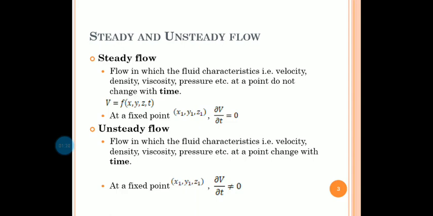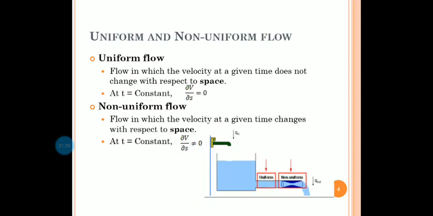But in unsteady flow, fluid characteristics at a point change with time. So the change in velocity with respect to time, or dou v by dou t, is not equal to 0. Now the next type is uniform and non-uniform flow.